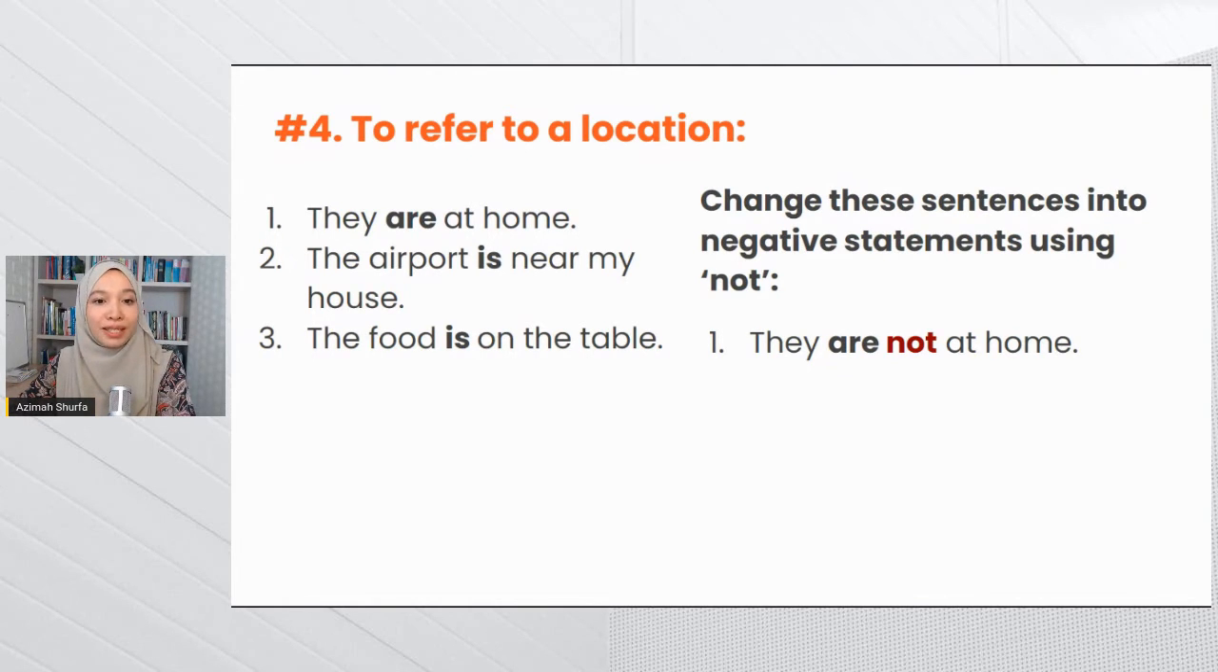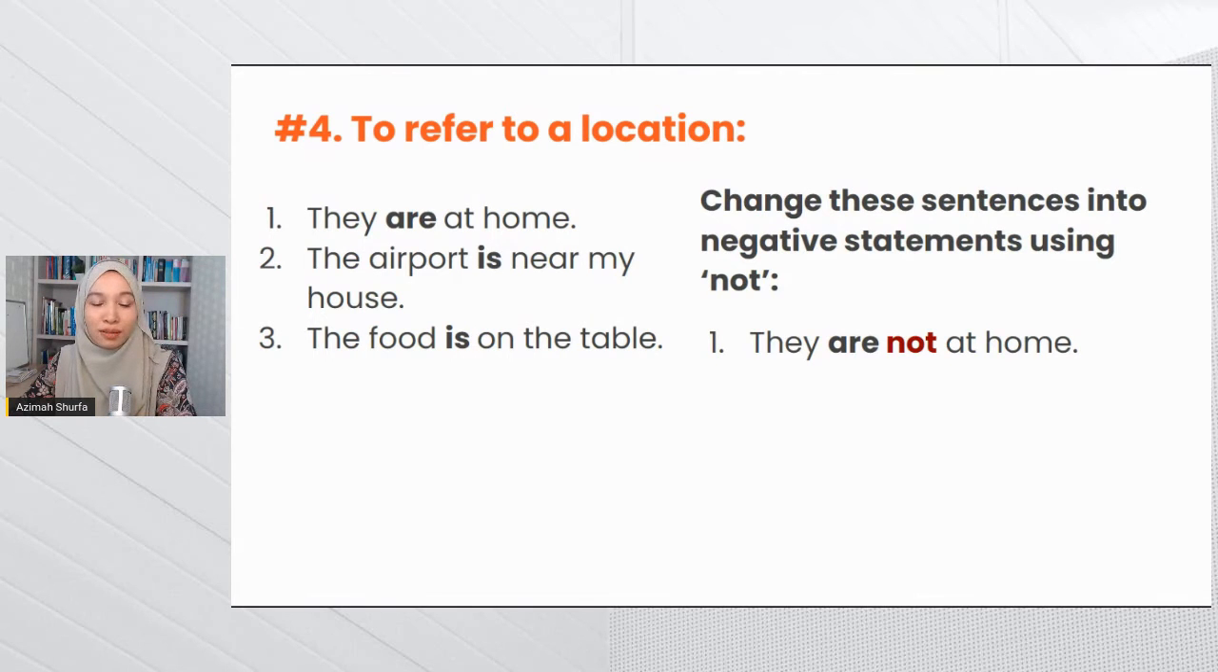What about the airport is near my house? Oh, that's a good one, Din. Aren't at home. Exactly. If you want to contract that, you can say aren't. They aren't at home. Or are not at home. If it's difficult for you to say aren't, then you don't have to contract are not.